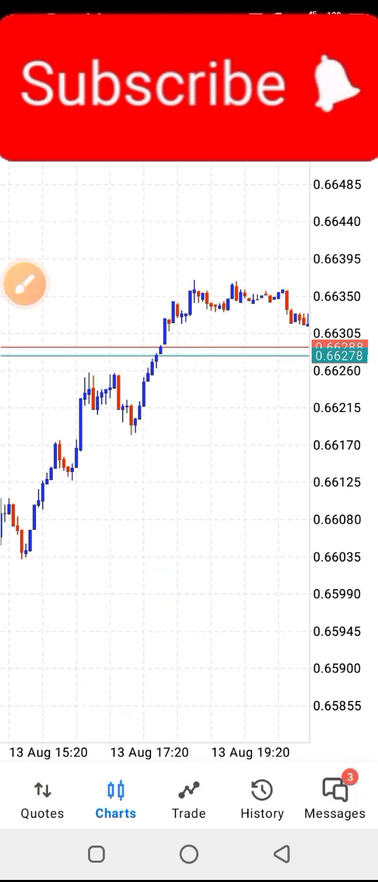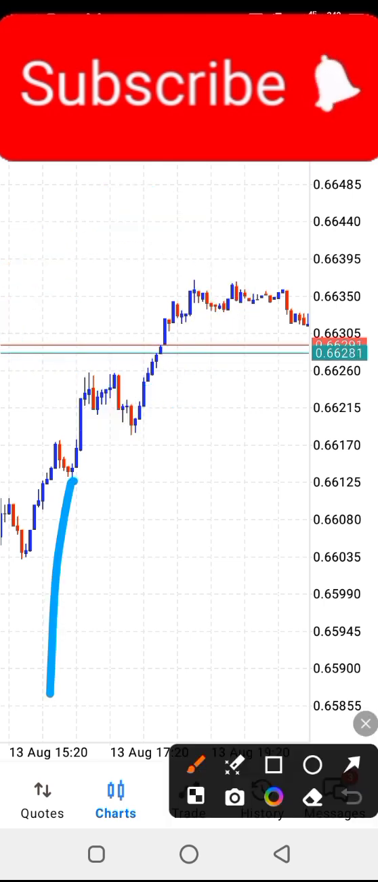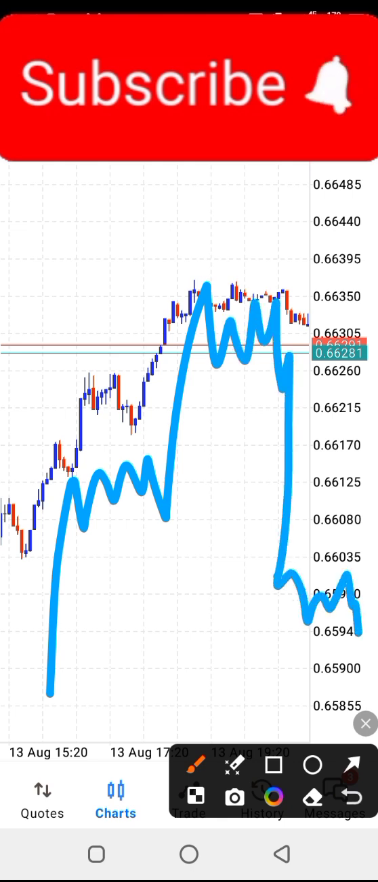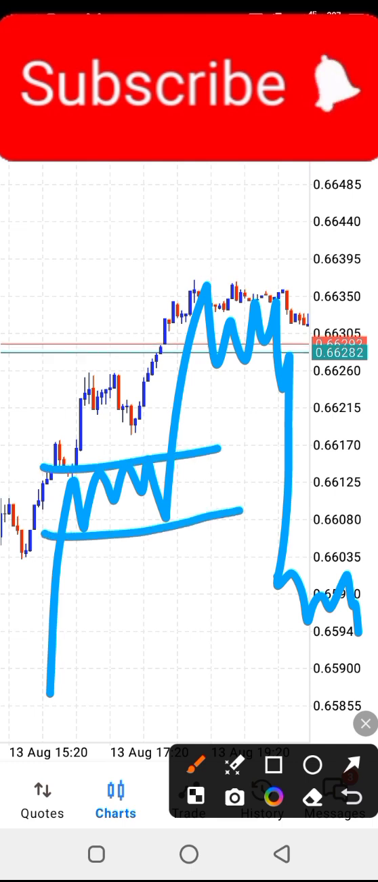Okay, after an impulsive move, there's correction, impulsive move again, correction, impulsive move, correction. Okay, so that's just the idea. So what you want to do is you want to draw a chart pattern around the correction phase.